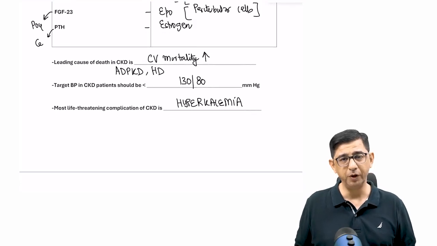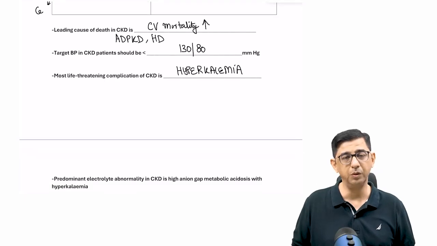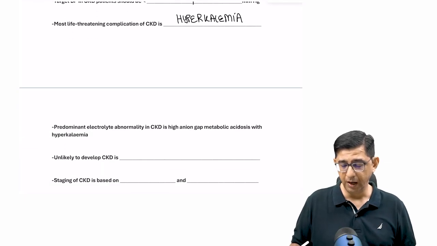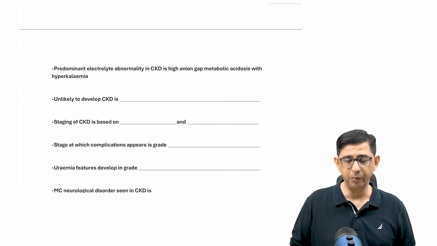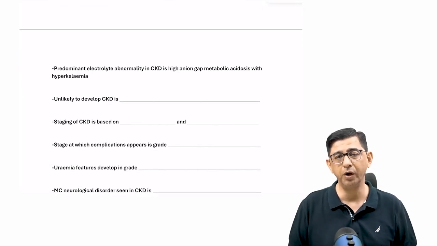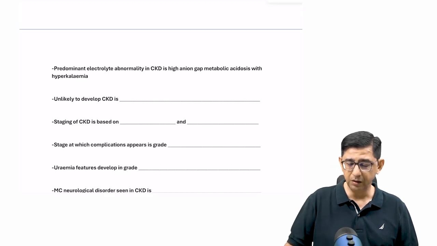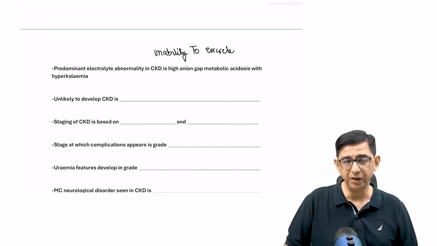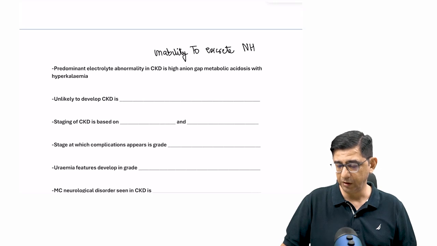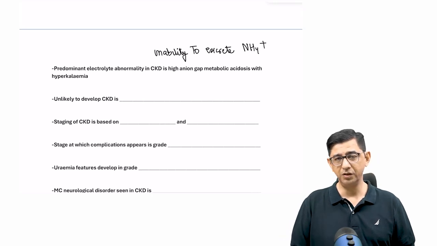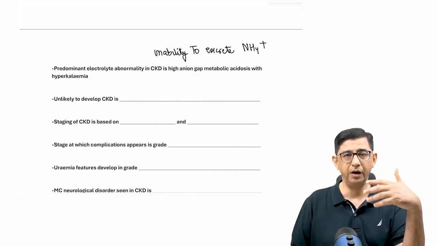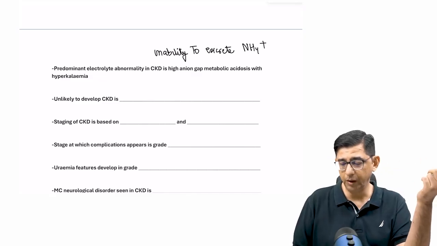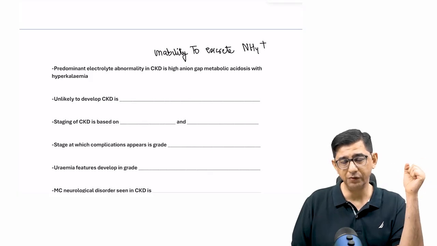So we'll talk about the treatment of this also, but at the moment I'm dealing with those important questions that you have to remember. What is the predominant electrolyte abnormality in CKD patients? Already explained to you, hyperkalemia. And basically the problem is that the kidneys are not able to excrete hydrogen. They are not able to excrete potassium. Hydrogen is excreted as ammonium ions. So lots of times he may not write the words inability to excrete hydrogen. He may write inability to excrete ammonium, and therefore metabolic acidosis will appear.